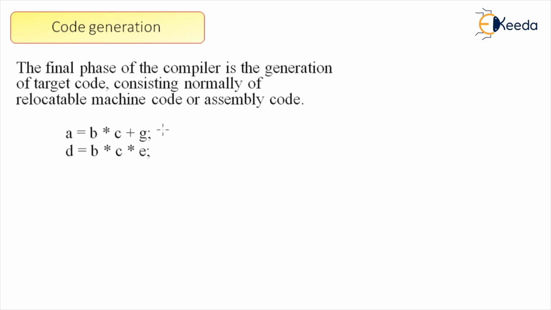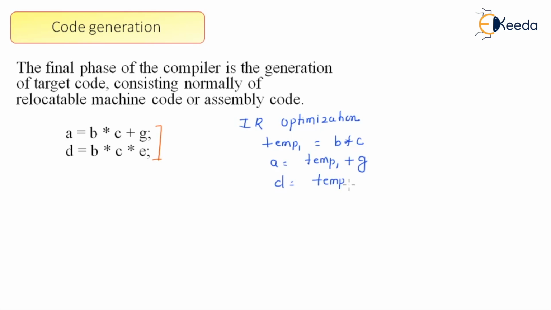So I picked up this previous problem that I just explained to demonstrate this. Here we have generated an IR, intermediate representation, and we have even performed some optimization on this. It looks like this: temp1 is going to store B multiplied by C. Then A is equal to temp1 plus G, three address code. And then D is equal to temp1 multiplied by E.